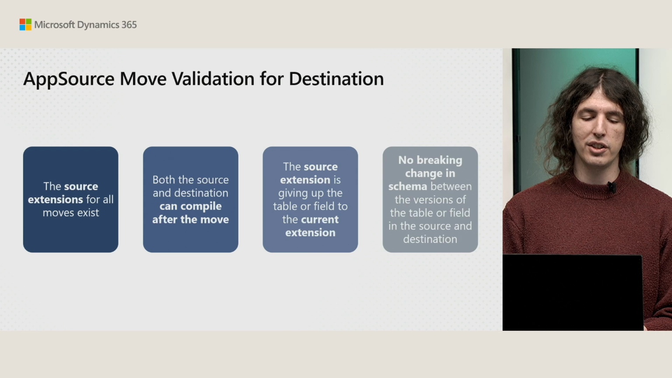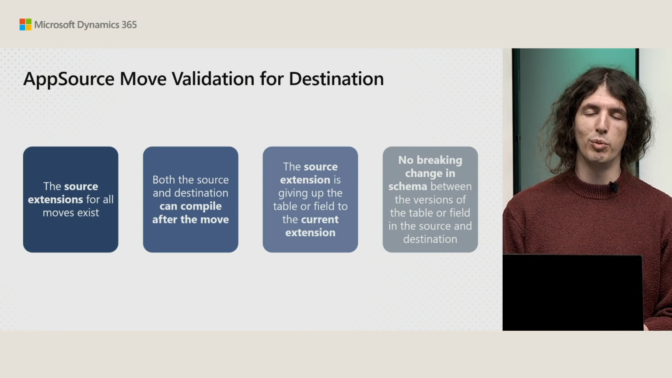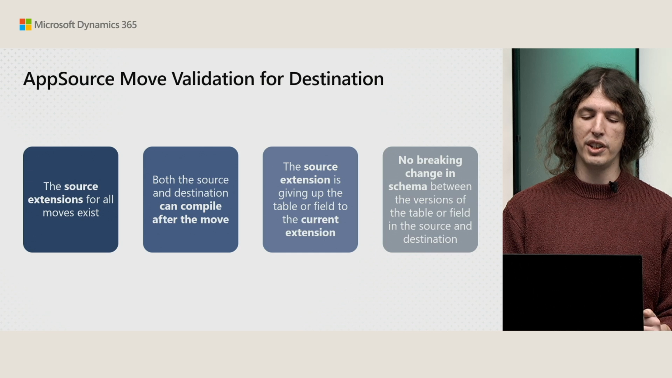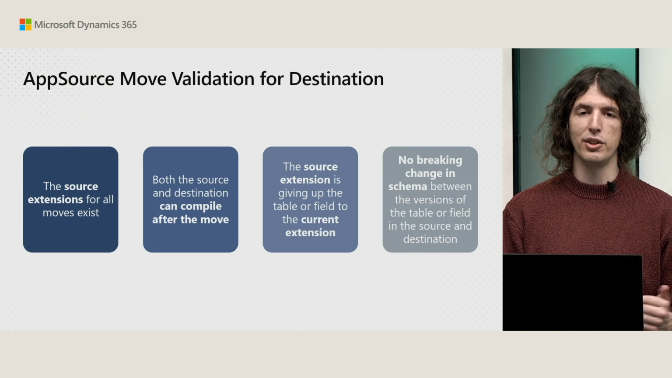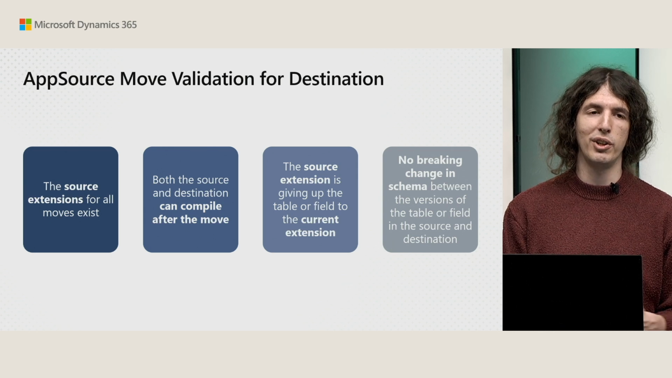The other validation is that both the source and destination can compile after the move. This ensures that the move is valid and can work. Also, we make sure that the source extension is giving up the table or field to the extension that is trying to take over. This prevents other extensions from trying to take over an incorrect table or field. Finally, AppSource validates that there are no breaking changes in schema between the versions of a table or a field in the source and destination extensions.